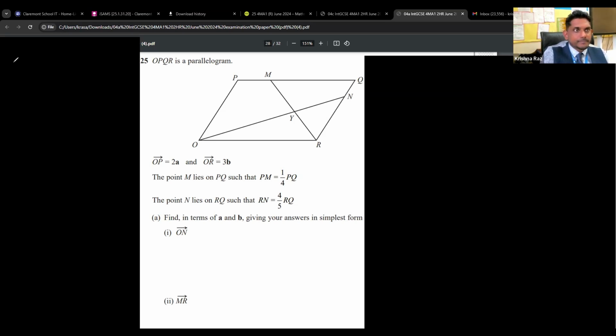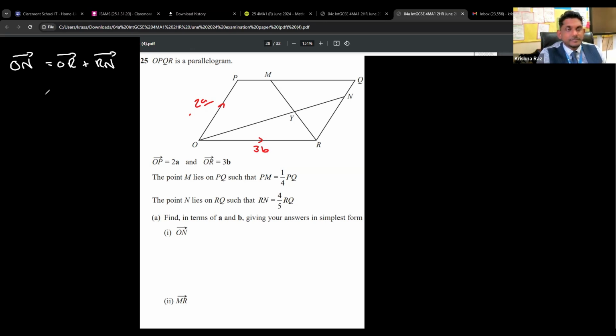So ON is, let me start again, sorry. So let's read the question. OP is 2A, which means the adjacent opposite side is also 2A. And that's going that way. And this is 3B, which means PQ is also 3B. It wants us to find ON, and ON is OR plus RN.